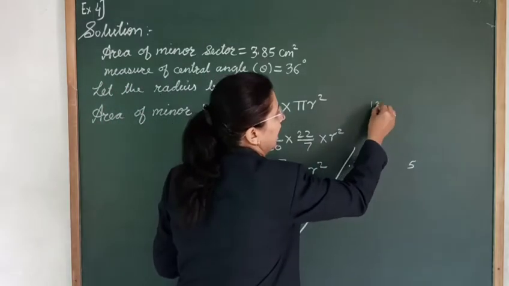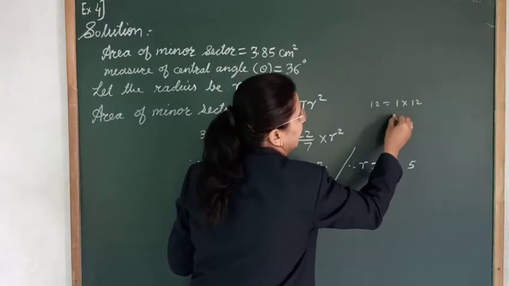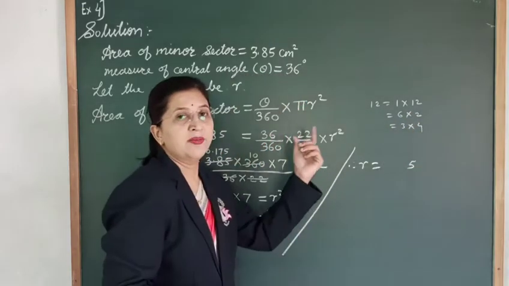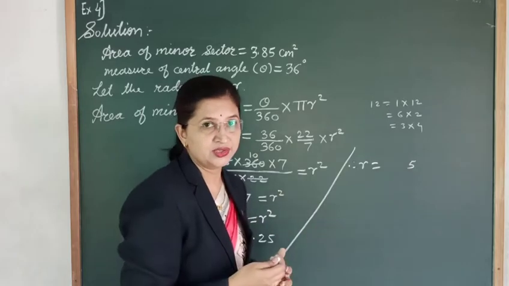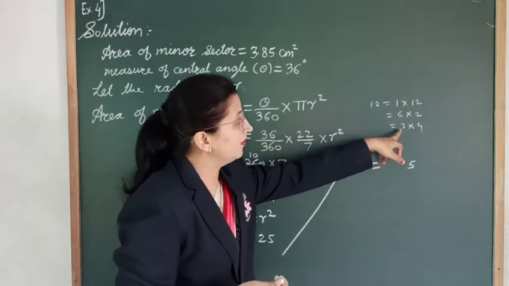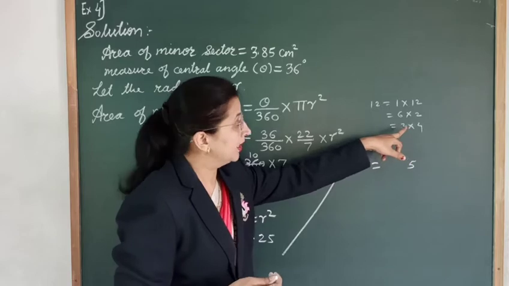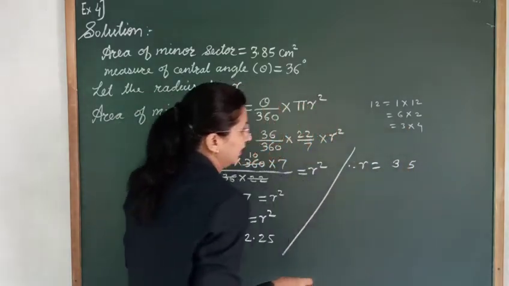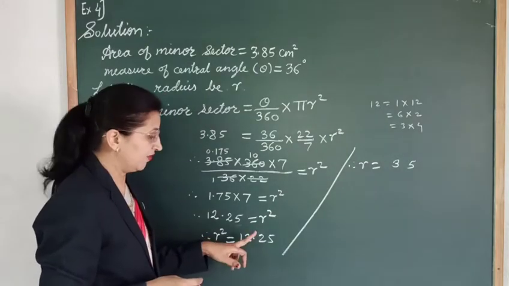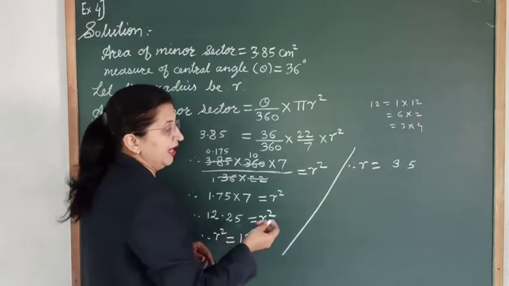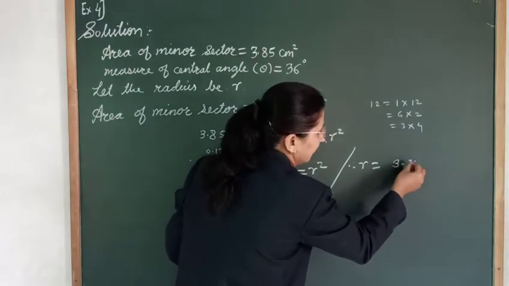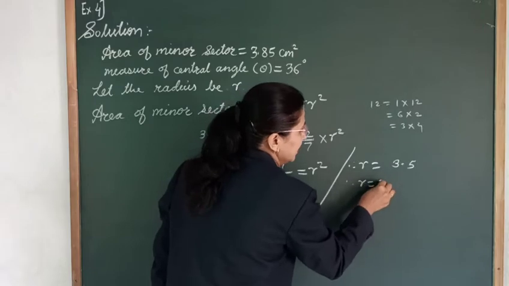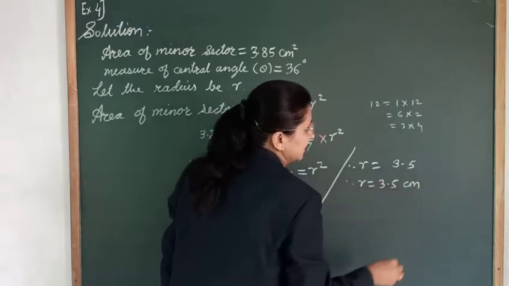Okay, so factors of 12 are 1 into 12, then 6 into 2, then 3 into 4. Okay. So among these, 3 and 4 are the consecutive numbers. Okay. So after getting the consecutive factors, take the smaller one. Smaller one is 3. Okay. And here the decimal point is there. After the decimal point, 2 digits are there. It means the square root will have 1 digit after it. Okay. So in this way, we will get the radius as 3.5 centimeter.